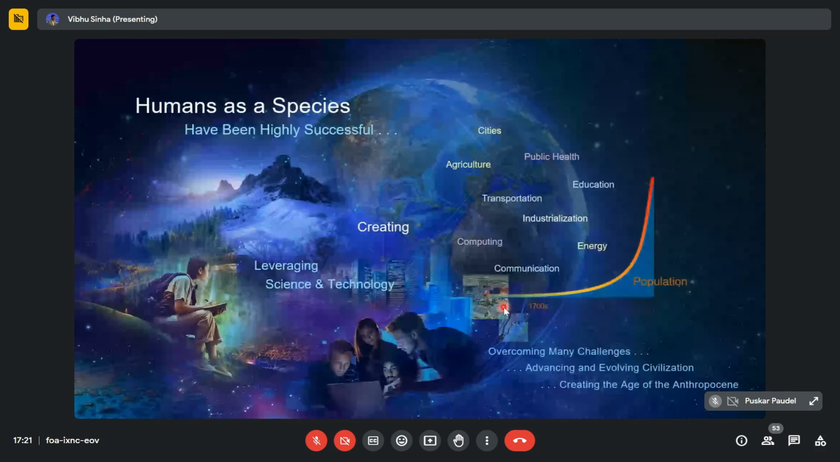population. So till 1700s, 1800s, the population growth was fairly steady. But if you look at the graph now, it shoots up like anything, right? And Southeast Asia, we have played a major role in helping this graph reach there. So we are advancing and evolving civilization, and as few of the anthropologists would like to say, or few of the scientists would like to say, that we have created the age of the Anthropocene.